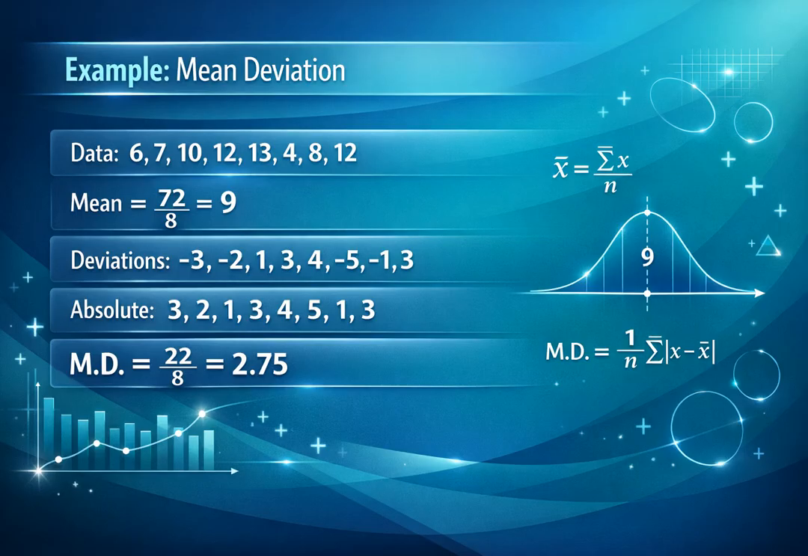Let's work through an example. Data: 6, 7, 10, 12, 13, 4, 8, 12. Mean equals 72 divided by 8 equals 9. Deviations from mean: -3, -2, 1, 3, 4, -5, -1, 3. Absolute values: 3, 2, 1, 3, 4, 5, 1, 3. Mean deviation equals 22 divided by 8 equals 2.75.